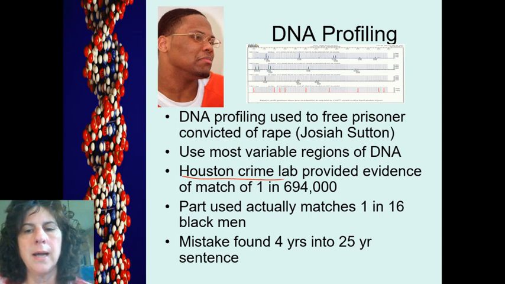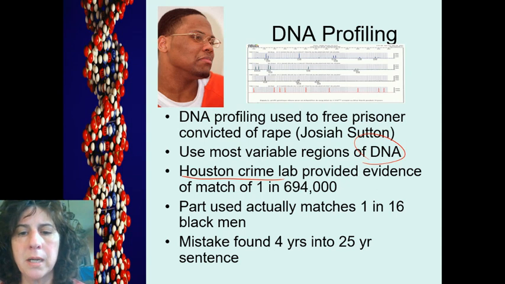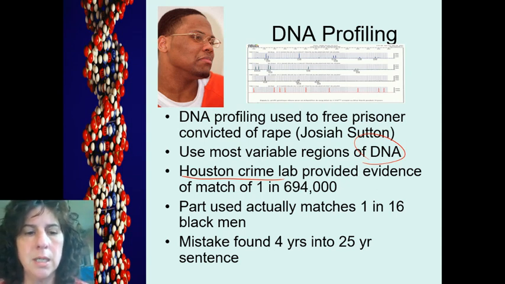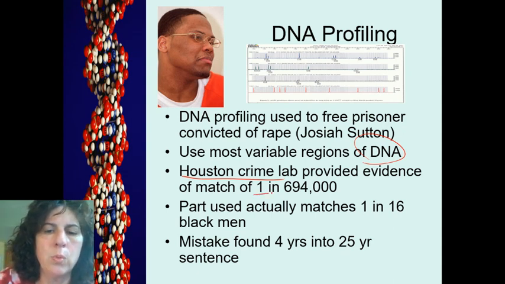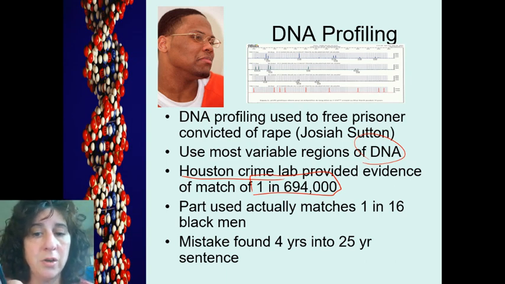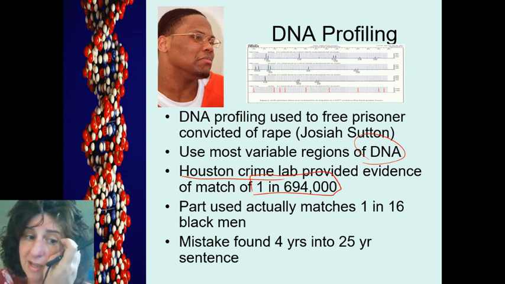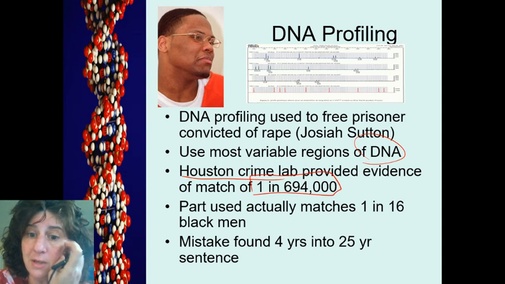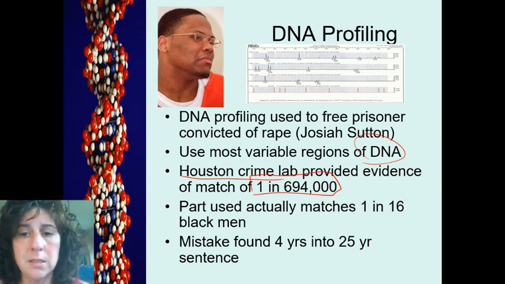And then they looked at sections of his DNA. And the Houston Crime Lab, this was back in the early 2000s, said when they analyzed the DNA from the crime scene and the DNA from Josiah Sutton, there was a 1 in 694,000 chance that this wasn't him. Basically, that another person would have that exact same DNA is 1 in 694,000. That's pretty significant. So he was convicted off of this, but he always claimed his innocence.